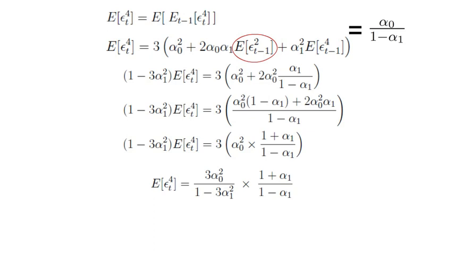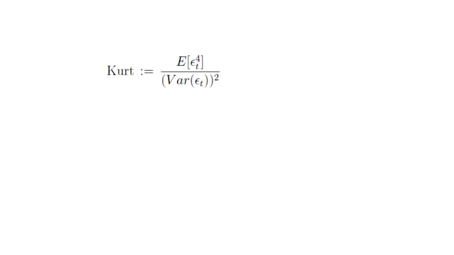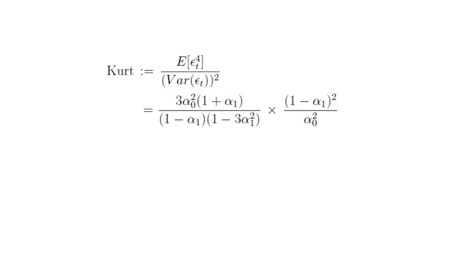Okay, so we found the fourth moment and we now have everything at hand to get the unconditional kurtosis. So we now simply plug in the unconditional second and fourth moment into the definition of kurtosis. So the kurtosis is defined as the unconditional fourth moment over the variance to the power of 2. So we plug in the previous results and we get the following equation. Now we regroup terms a little bit and we are getting that the kurtosis is 3 times the ratio of 1 minus alpha 1 square over 1 minus 3 alpha 1 square.